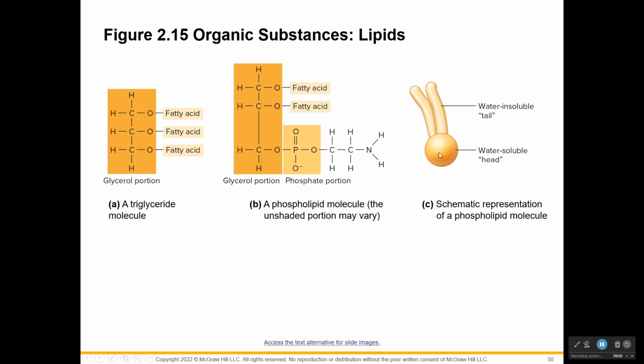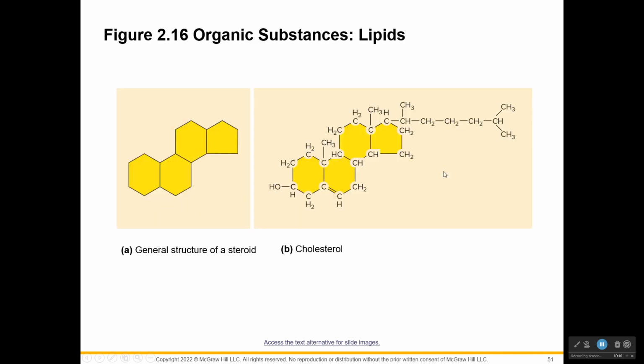Now this is amphipathic, which means it's partly polar and partly nonpolar. So the fatty acids are nonpolar, and then this is the polar part. So this interacts with water very well, and this side doesn't.